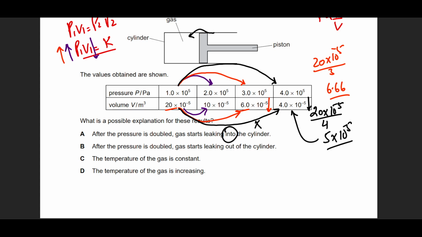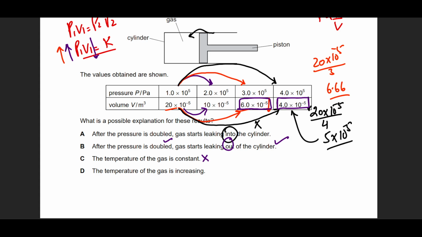After the pressure is doubled, the gas starts leaking out. Yes, this seems like a plausible option because we are getting pressure less than expected. So something is happening. Particles are reducing. The temperature of the gas is constant. This is not the result of this question. This is actually an assumption while doing this experiment.